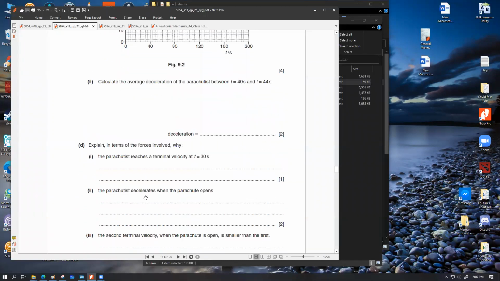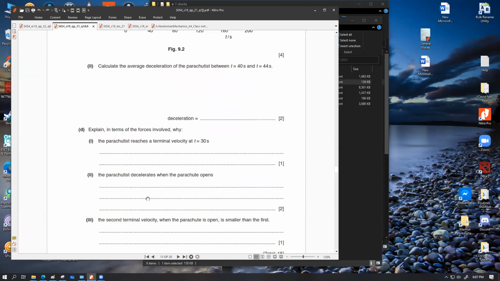Then it says explain in terms of the forces involved why the parachute... Sir, how many decimal places do we show when nothing is mentioned?